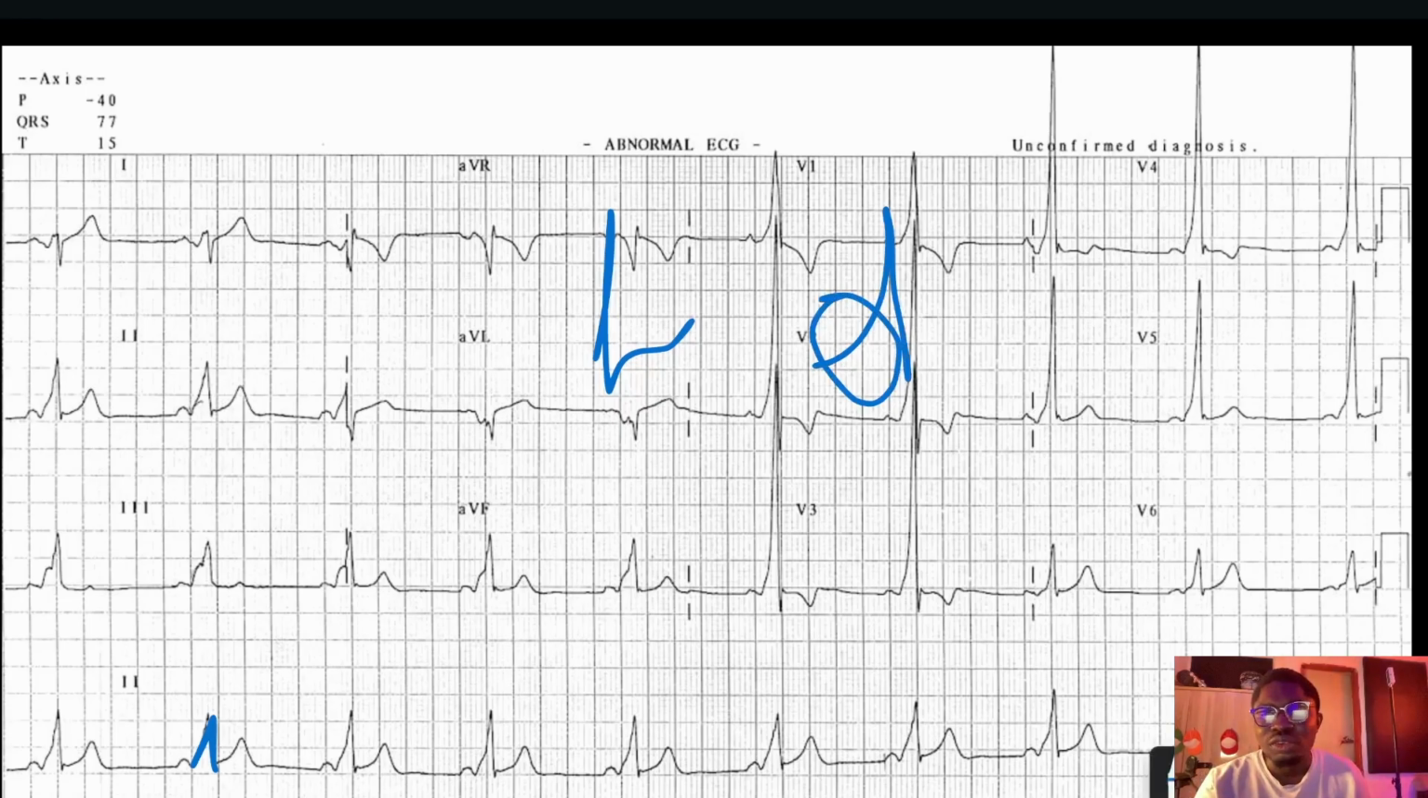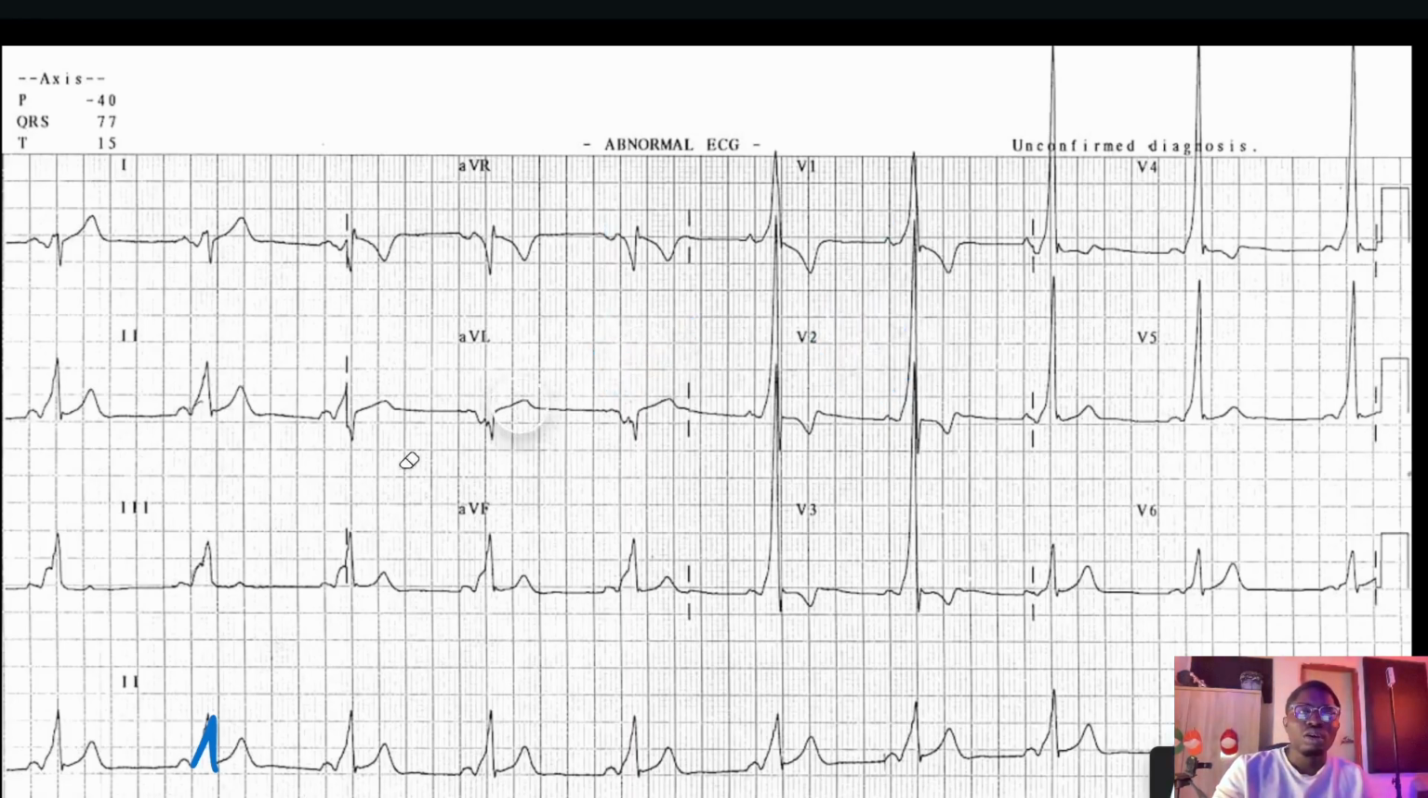If you pay attention, you will notice delta waves on a lot of these as well. Delta waves here, here, here, here, all over. So delta waves already allow us to suspect a pre-excitation problem, very specifically Wolff-Parkinson-White.